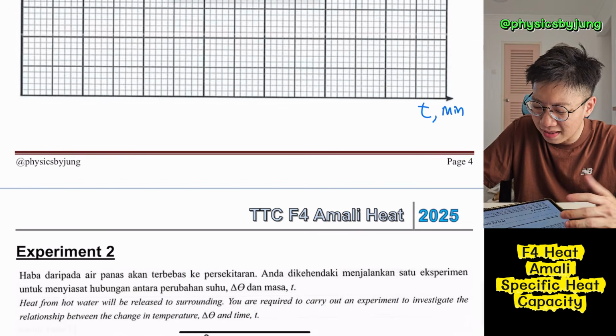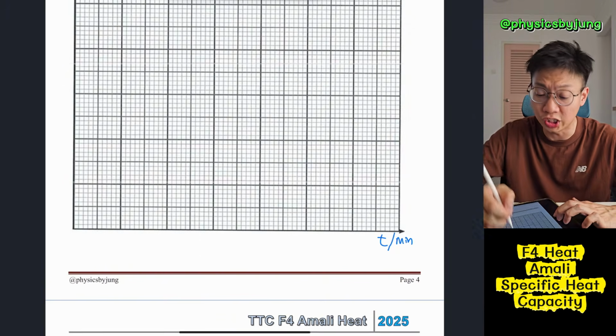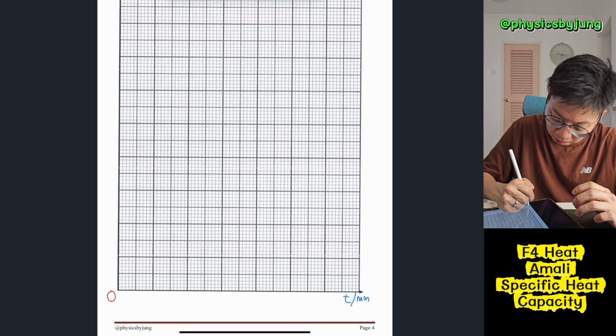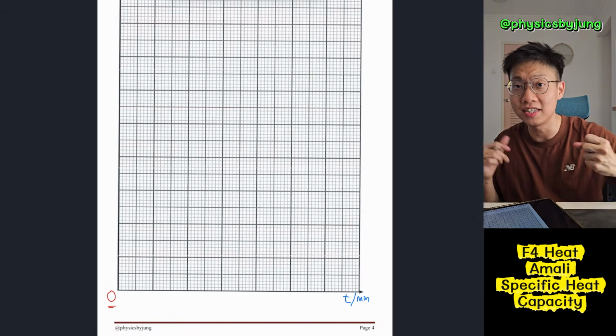Sometimes this is very dependent on your school teacher, because the person who is going to mark your paper is your school teacher. All right. Okay, then after that, you already have your axes. So the most common mistake is people don't write 0 on the left bottom corner. Your teacher takes this very seriously.